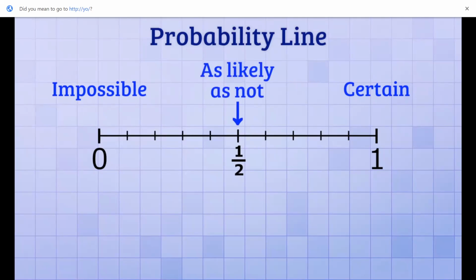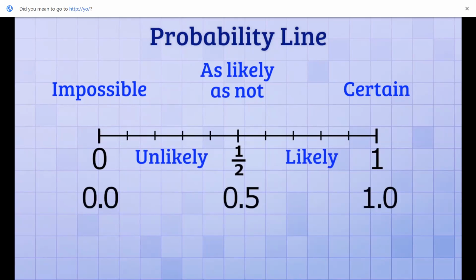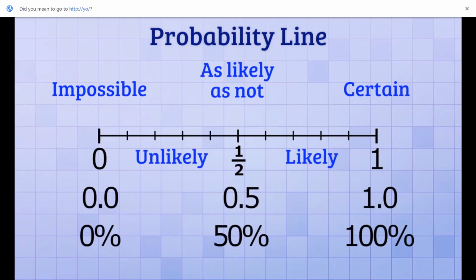A probability less than 1/2 means that an event is unlikely, and a probability greater than 1/2 means that an event is likely. Oh, and in addition to fractions, it's also common to write probabilities as decimals or percentages, since you can easily convert between those three. A probability of 0 is the same as a 0% chance of something happening. A probability of 1/2 is the same as a 50% chance of something happening. And a probability of 1 is the same as a 100% chance of something happening.